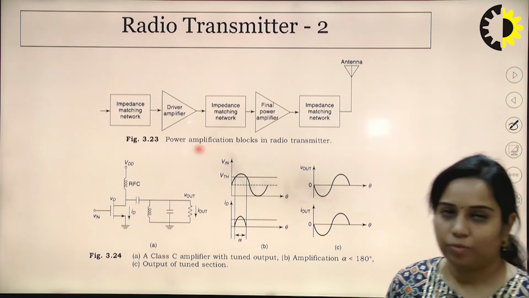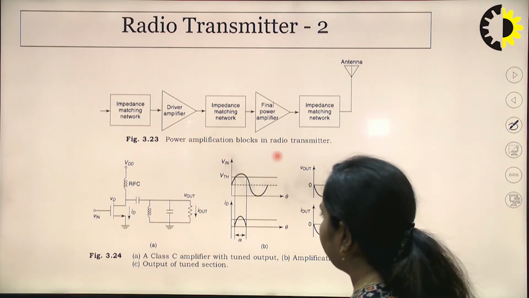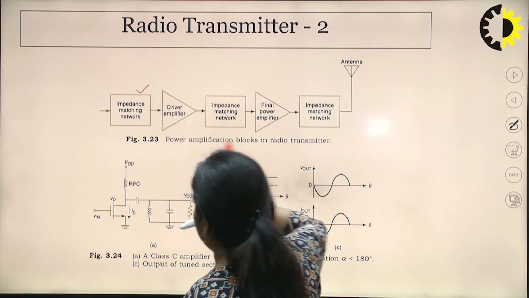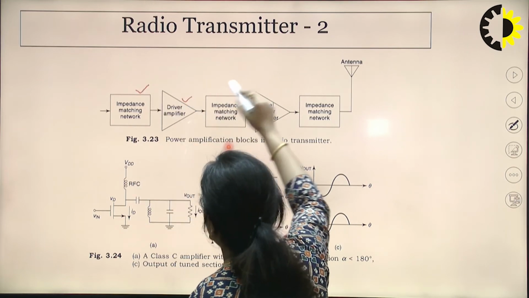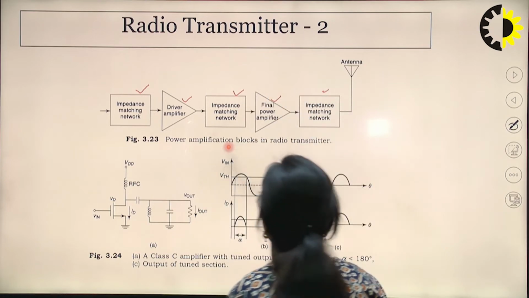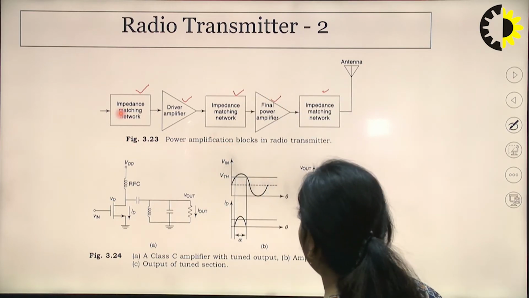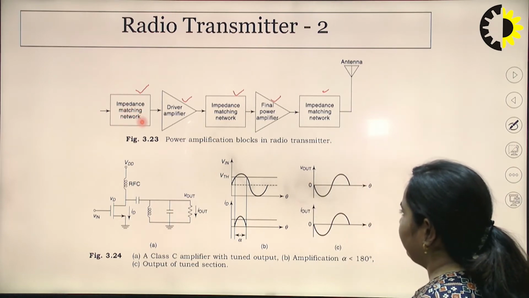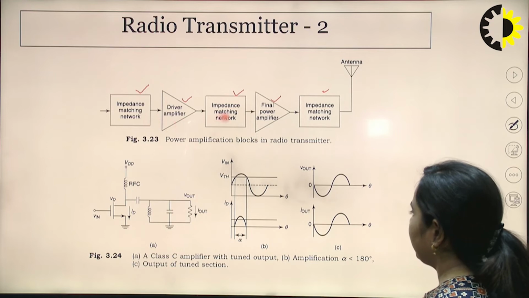Now the second type of radio transmitter: the first block of this particular radio transmitter is an impedance matching network. Then there is a driver amplifier, then an impedance matching network, again a final power amplifier and an impedance matching network. So you can see that we have to use impedance matching networks and two types of amplifier, then the signal is passed through this particular antenna.